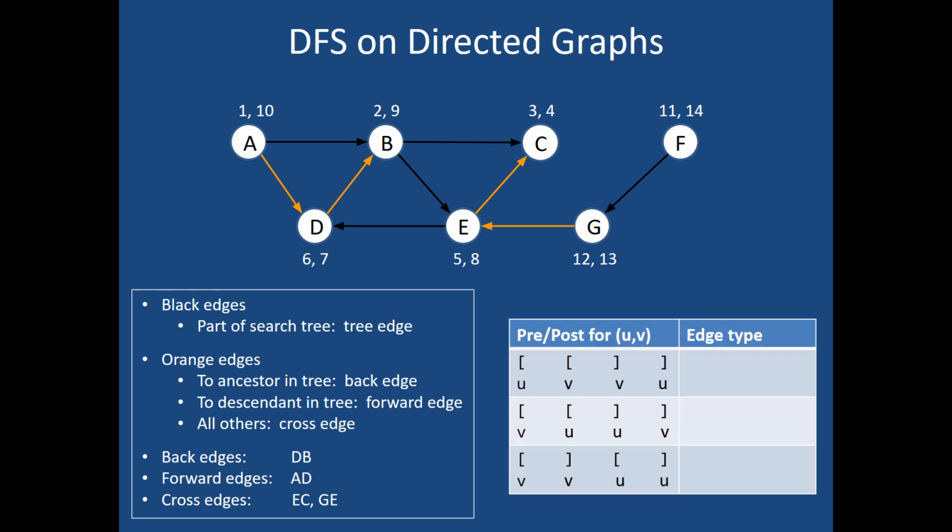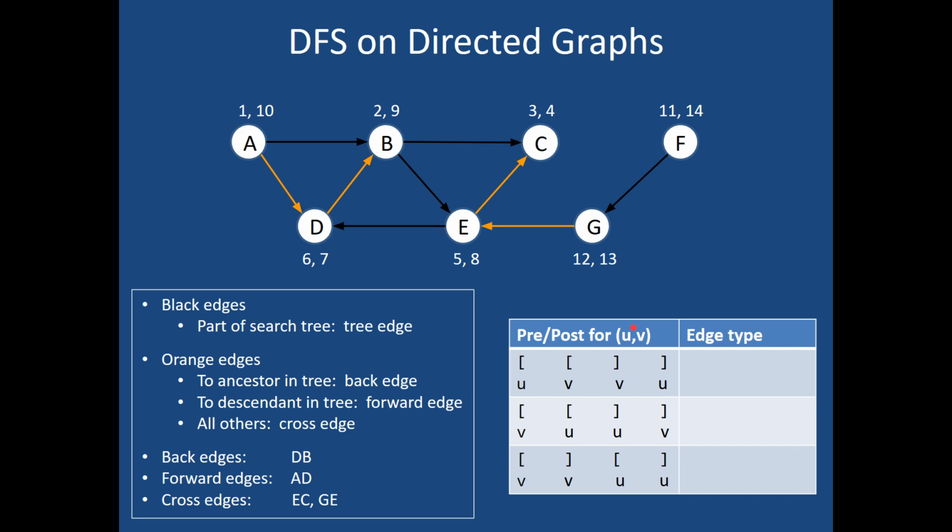Now, it turns out that after you've done a search, you don't have to color the edges as you're doing them. For the most part, you can identify what type of edge you're dealing with just by looking at how the pre and the post numbers compare. So let me show you what I'm talking about. The left square bracket stands for a pre number, and the right square bracket stands for a post number. Think of this as time increasing from left to right. This pattern is saying, U got its pre-time, and then V got its pre-time, and then V got its post-time, and then U got its post-time. Just based on that pattern, you can say what type of edge UV is, the edge from U to V.